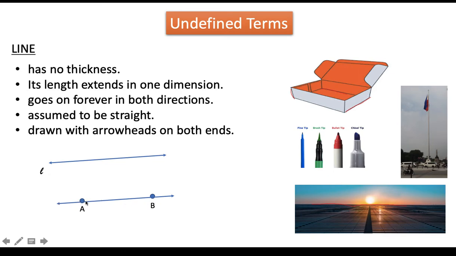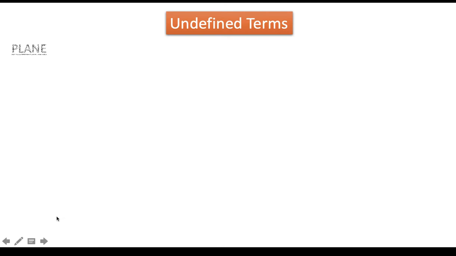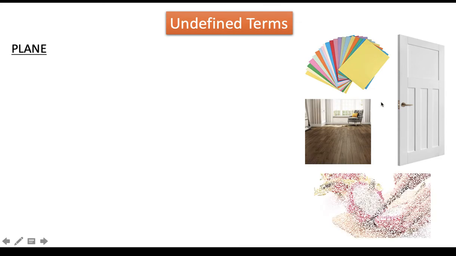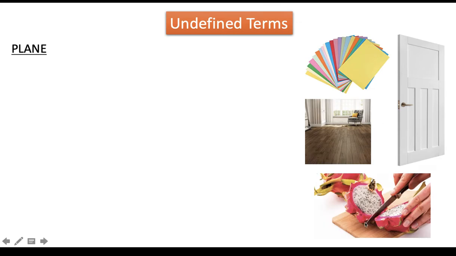If there are two points that are known, let's say point A and point B, we can name this line as line AB. While a plane can be seen in a door, in a paper, even in a floor or a wall, even in a cross-section of a fruit cut by a knife.